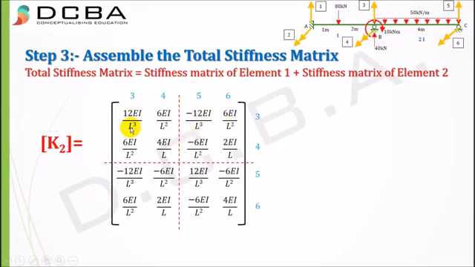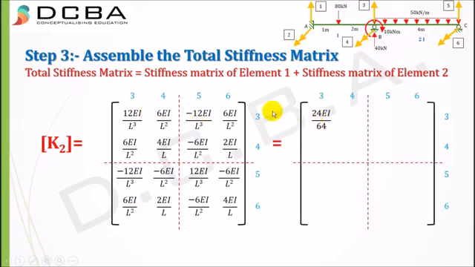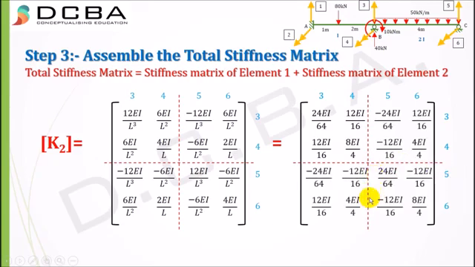Now we have to substitute the values of L and I appropriately. I is 2I and L is 4. So substituting these values we get 24 EI by 64, because I was 2I, so 12 EI became 24 EI, and L was 4 cube, so it became 64. 12 EI by 16, 12 EI by 16, 8 EI by 4. And then again copying these values appropriately with all the sign conventions, we get the whole stiffness matrix.